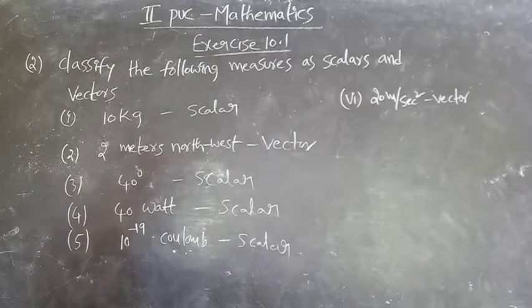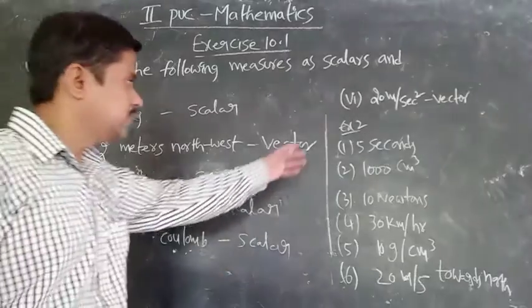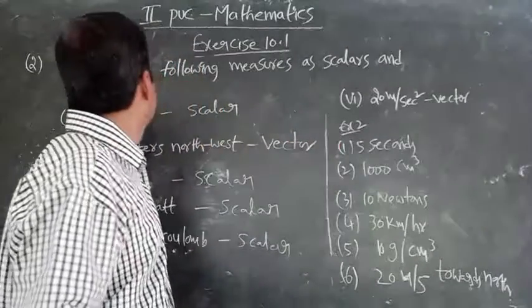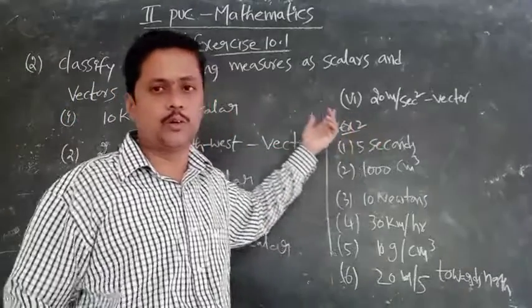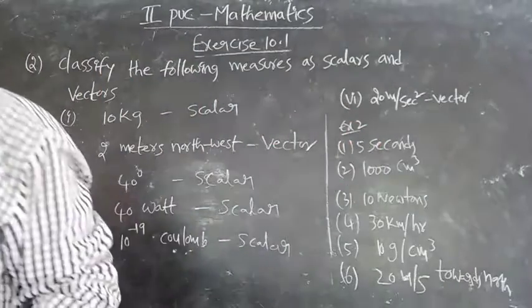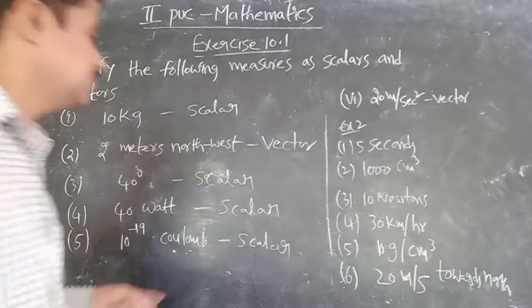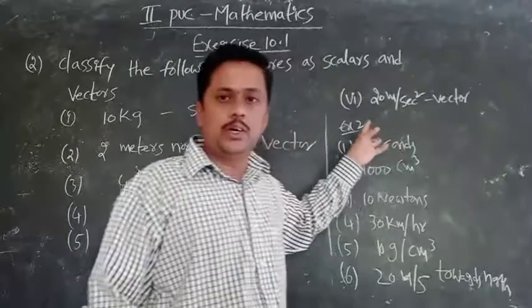Next, example 2, one problem is there. I will write in this one only. See, so this is example 2. Same question: classify the following measures as scalars or vectors. Example 2 in page number 428, same page. So I have to do the homework.